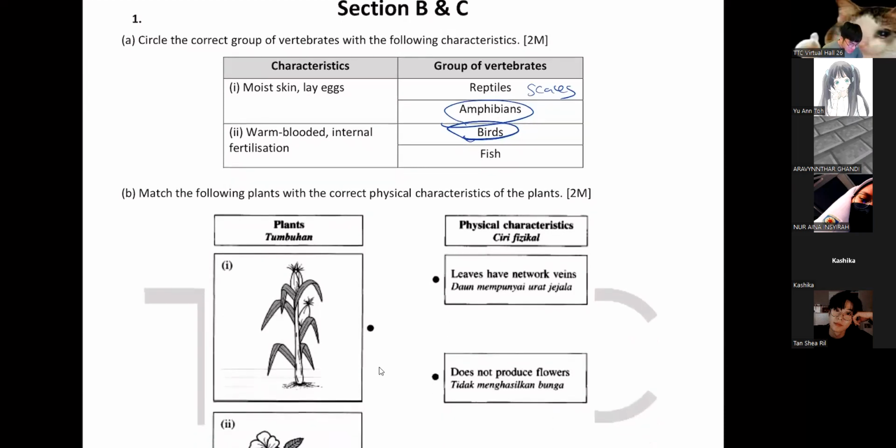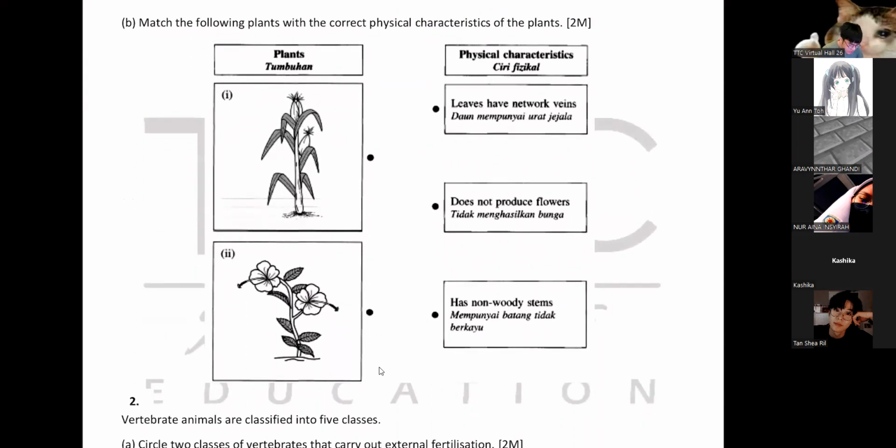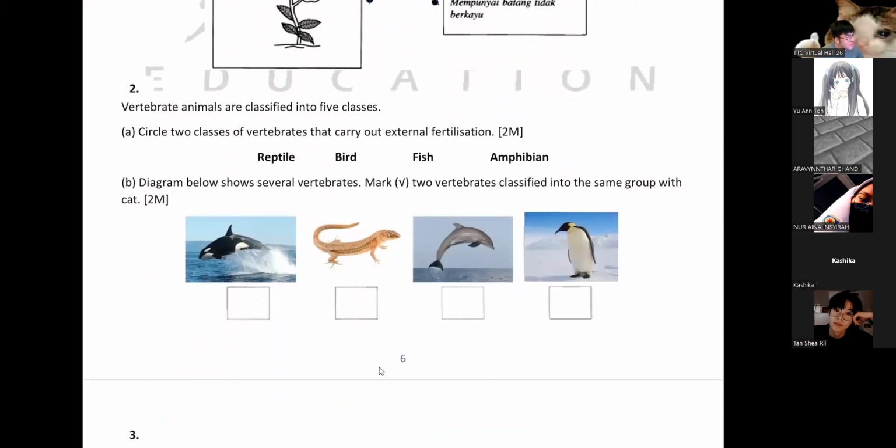Okay, anyway, so next B, match the following plants with the correct physical characteristic. So this is your jagung. Jagung is non-woody. Tidak berkayu. And then your bunga raya, your hibiscus, this one is network vein. Both have flowers. Kedua-dua berbunga.